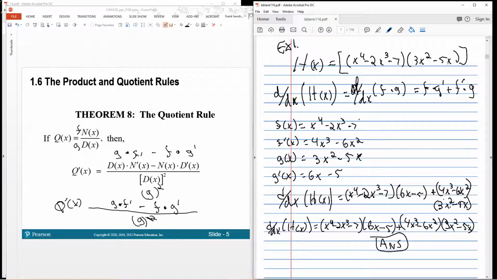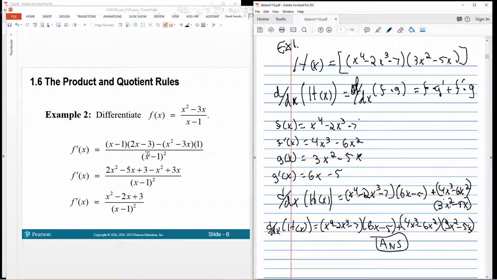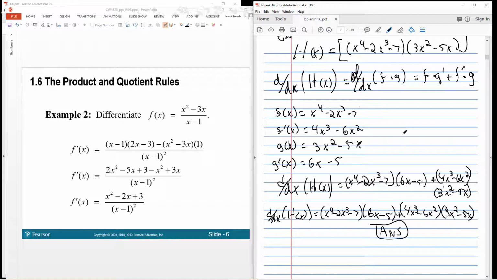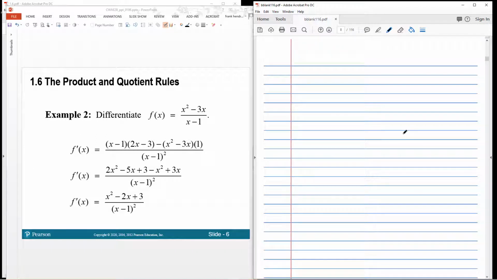Next one is the quotient rule. Q of x is n of x over d of x. So you can see I've already made little notes there for how to write it. So let's look at taking the derivative of this one here. H of x is equal to the original function here, all over x minus 1.